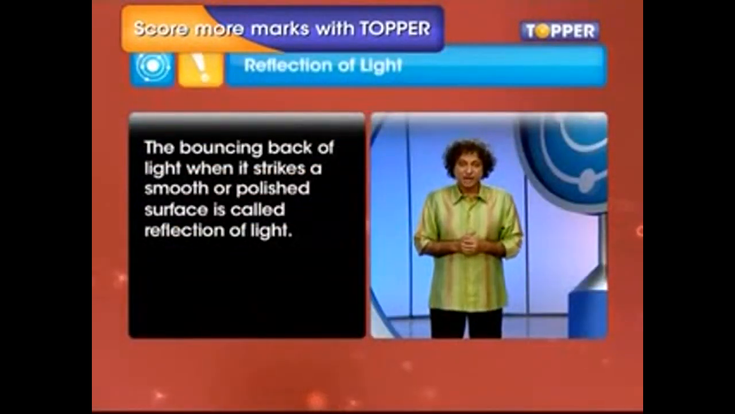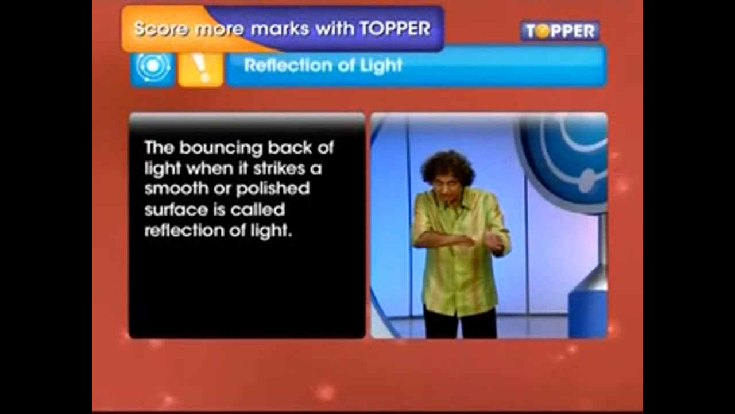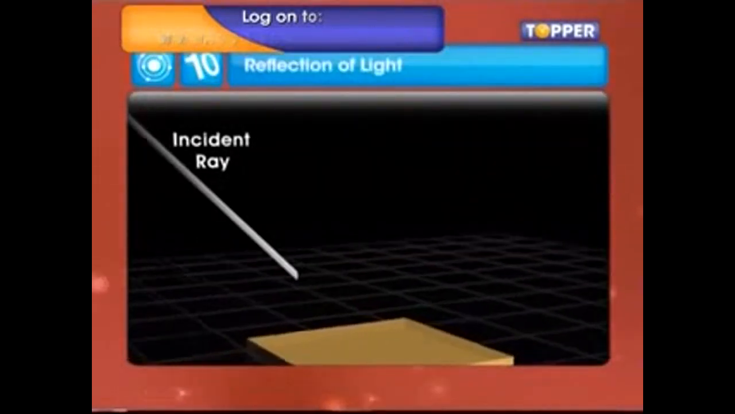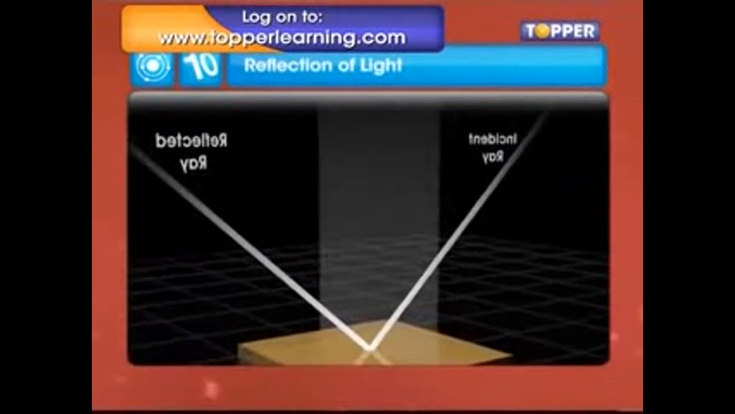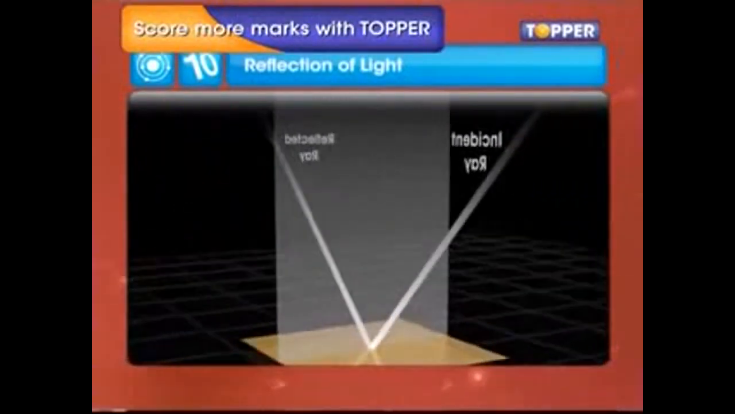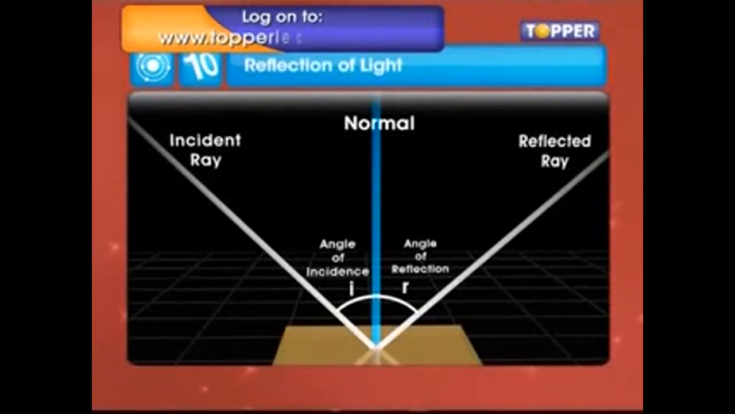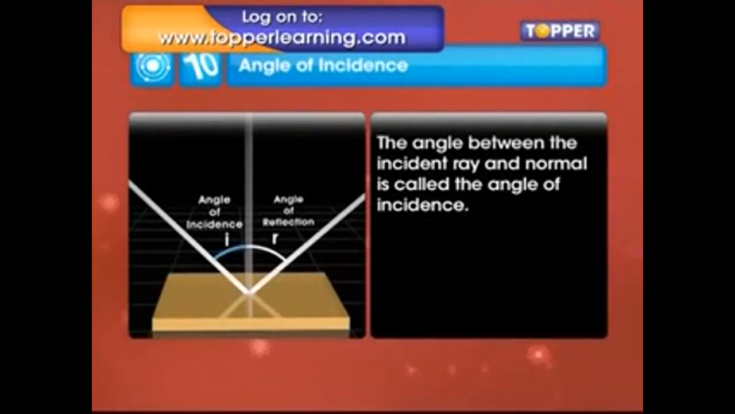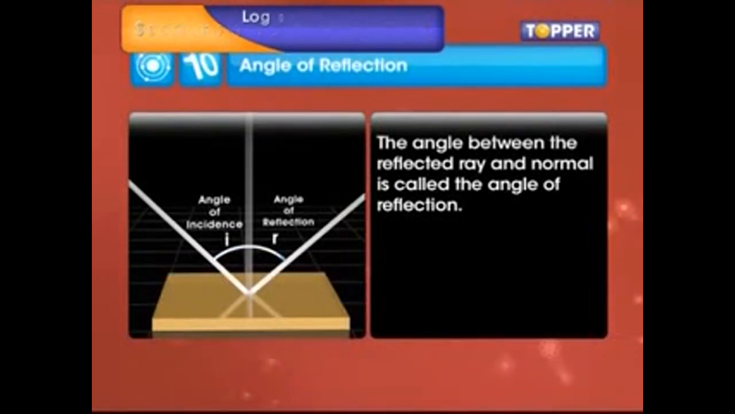So in other words, reflection of light means that light waves are neither transmitted through nor absorbed, but are bounced back from the surface of the medium that they encounter. The ray of light approaching a reflecting surface, such as a mirror, is called the incident ray. And the one that bounces back is called the reflected ray. An imaginary line drawn from the point at which the incident ray strikes and perpendicular to the reflecting surface is called the normal. The angle between the incident ray and the normal is called the angle of incidence, and the angle between the reflected ray and the normal is called the angle of reflection.